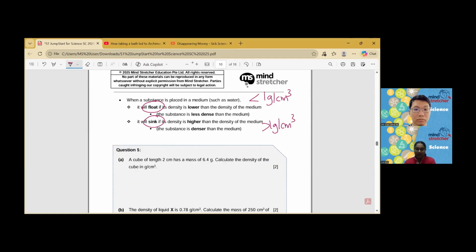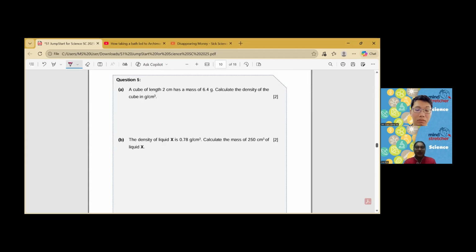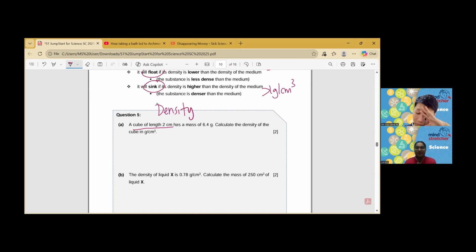So I need you to know the formula and to be able to compare and check if something will float or sink. Based on that, can we try question 5 first? For 5a, do take note you have a cube of length 2 cm, and the formula that I need you to know is density equals mass over volume. I already told you that it should be gram per cm cube, so you don't have to change anything. But the cube is in cm. How do I get to cm cube? What do you think I could do? If you have done it, you can drop your answers in the chat.